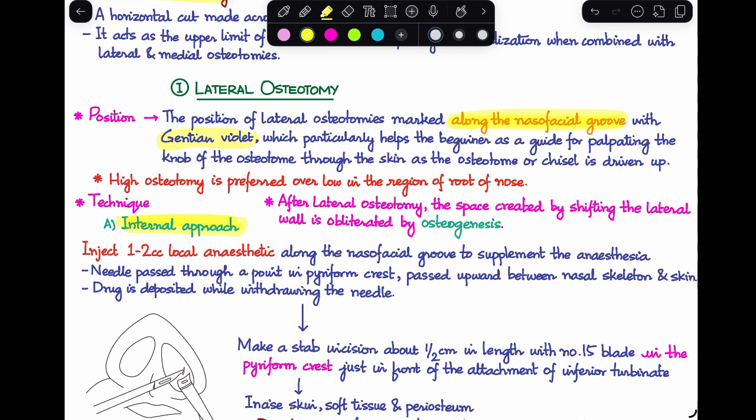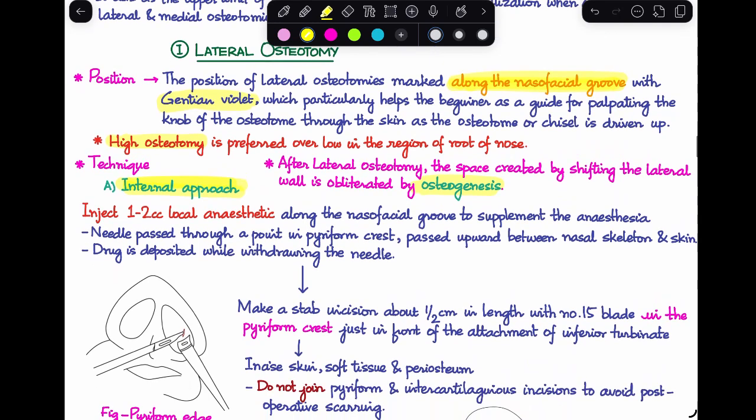One more thing is, usually in the region of the root of the nose, we prefer to do a high osteotomy over a low osteotomy. And second, after lateral osteotomy, we are left with a space, right? The space that is left when we are shifting the lateral wall of the nose inwards. This space that is left behind actually gets obliterated over time by the osteogenesis process.